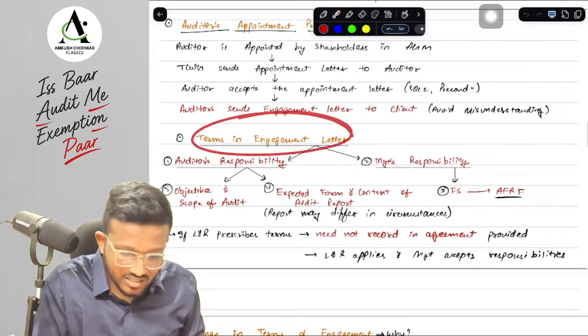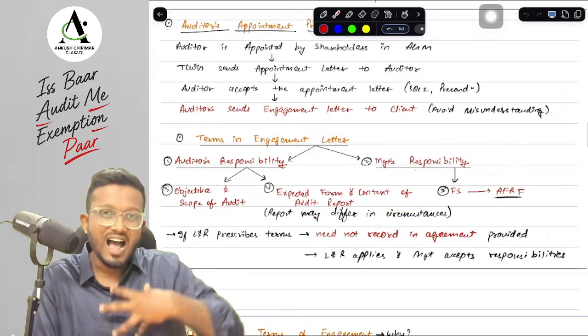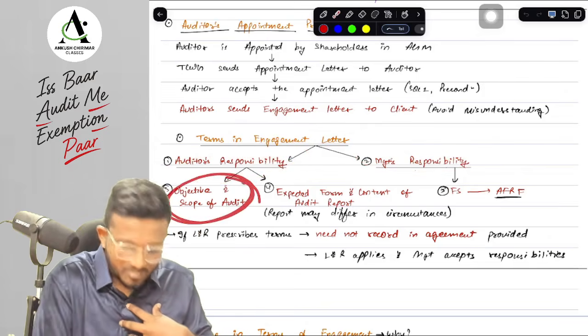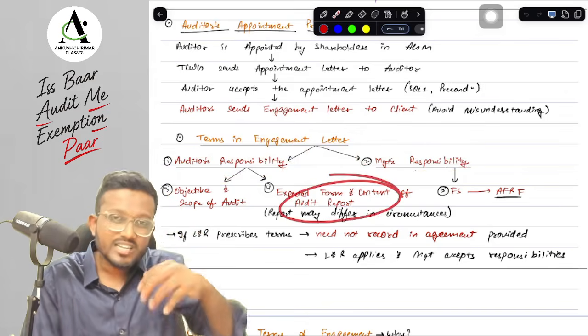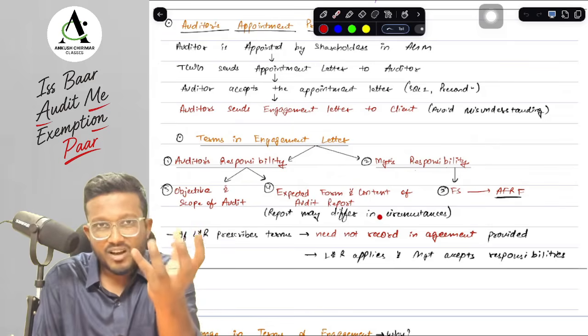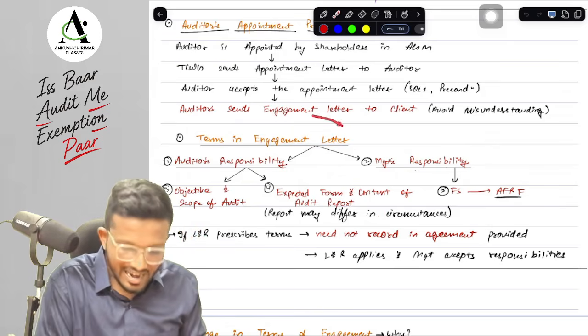Here, how will we learn this terms of engagement letter, sir? First of all, there is our responsibility. Then we talk about management responsibility. What is our responsibility, sir? Regarding the objective and scope and regarding the audit report. What is management responsibility, sir? The financial statements are prepared as per the AFRF, and the AFRF identification we have to do in the engagement letter.